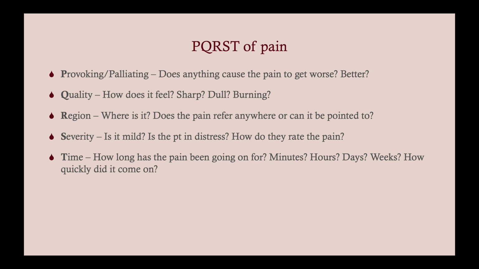S for severity. Usually you have the patient rate it on a scale of 1 through 10, 1 being very, very, very subtle pain, 10 being the worst pain you've ever had in your life. Is it mild? Is the patient in distress? How do they rate the pain? That all has to do with S, severity. You also want to know, does this pain oscillate? Does it come and go? That's going to be important as well.